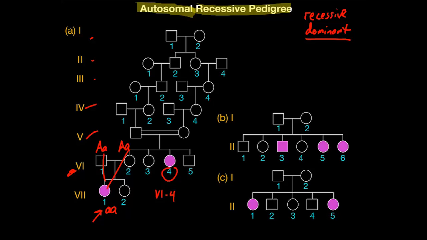And remember, if it was dominant, if this is getting boring and I'm serious, that's good because it means you understand it. We're almost done. If it was dominant, this affected individual would have had to get the big A from one of their parents, who would have then had to be affected, and they're not, right? So right there, you could say it's recessive.